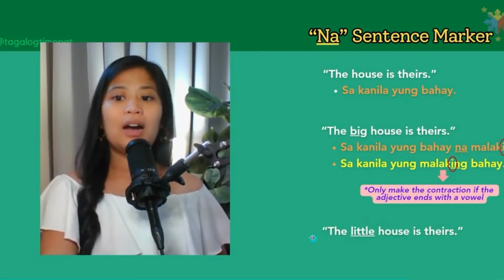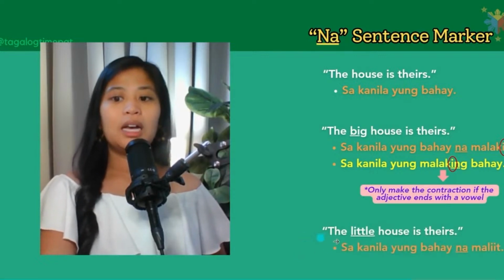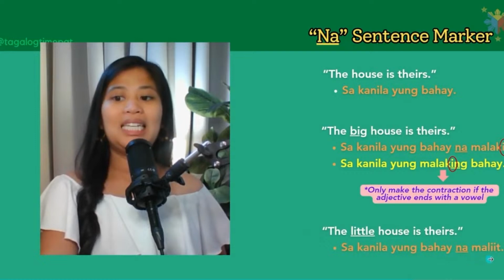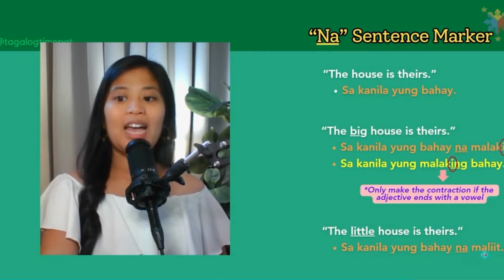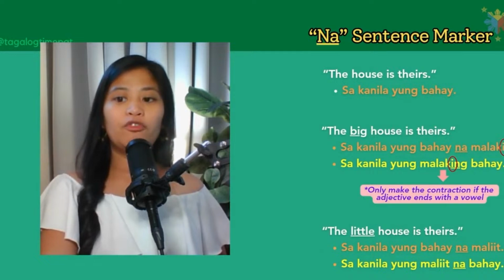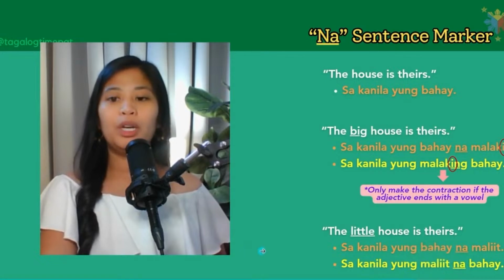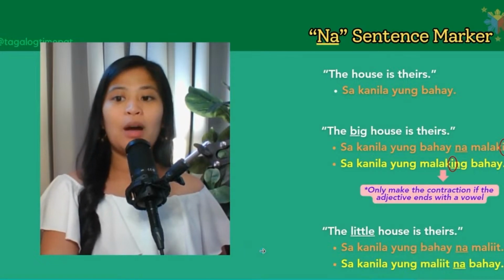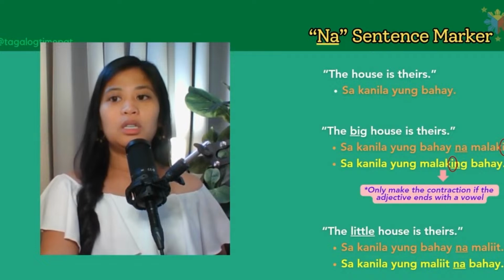Now let's take a look at another example. The little house is theirs. Sa kanila yung bahay na maliit. So there's that sentence marker na, and then the adjective maliit means little. You could also hear sa kanila yung maliit na bahay. So we just switched it. We put the adjective first. And now we don't make the contraction. We don't put it together because it doesn't end with a vowel. You would still use the sentence marker na. So that's just one important thing.